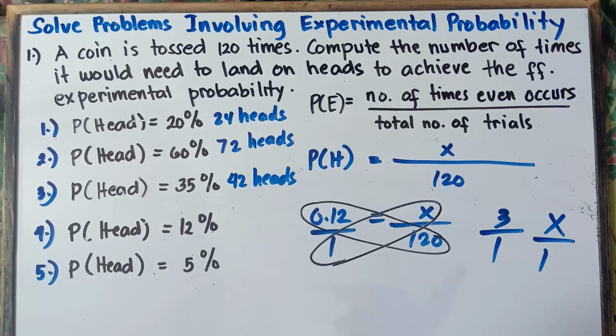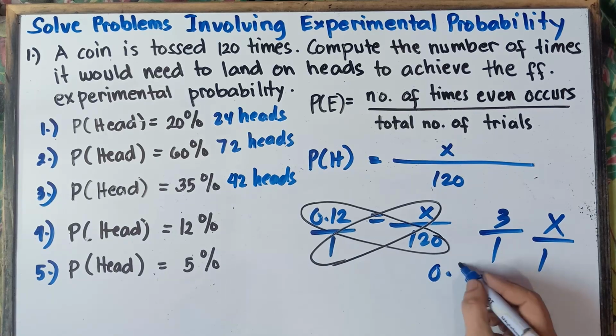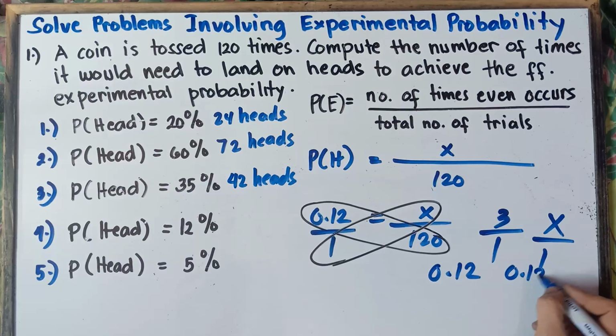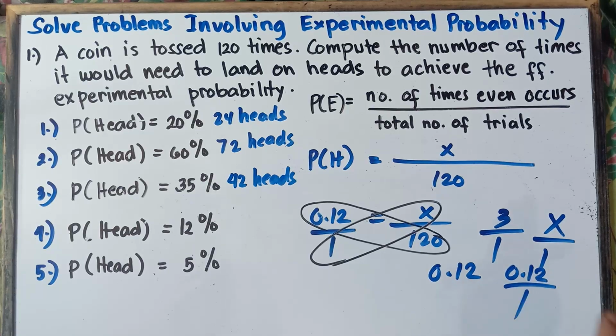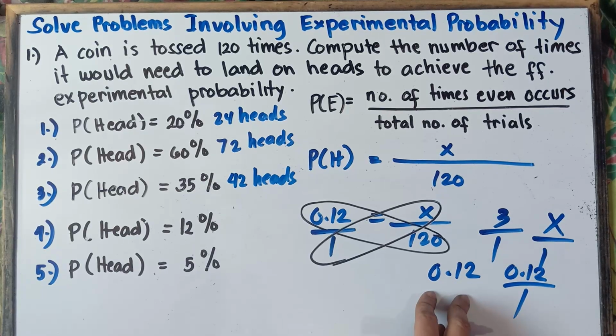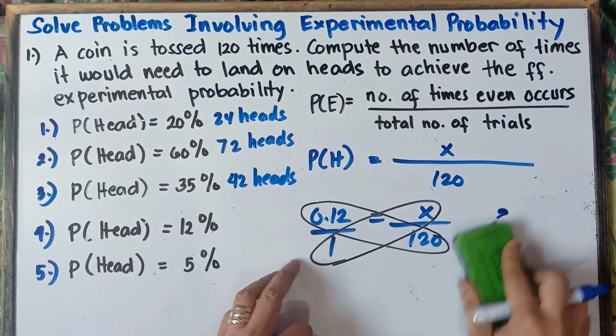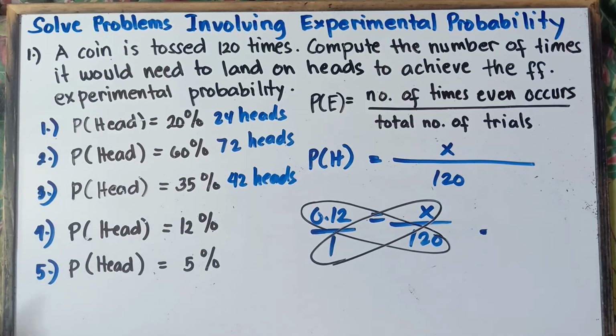You can put over 1, class, on the denominator. If you didn't see any number with regards to the denominator, you can put over 1, class. 0.12 is just the same as 0.12 over 1, because 0.12 divided by 1, the answer, class, is 0.12. So we can put over 1 and then simply do cross multiplication.